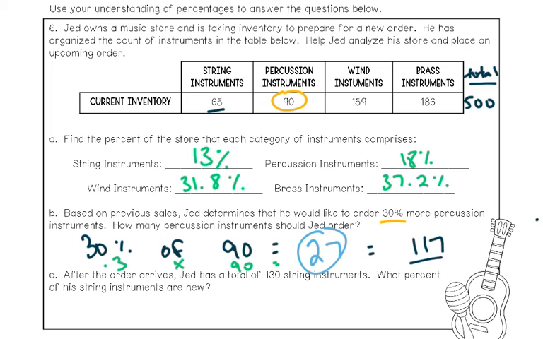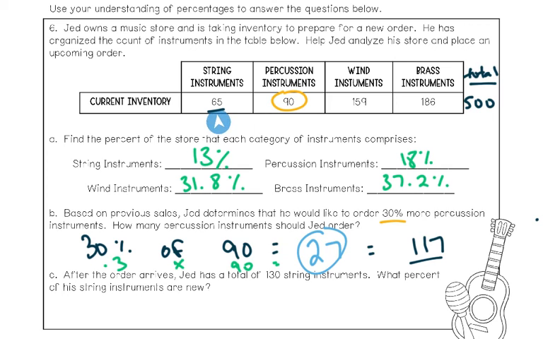So it's like a multi-step problem using percentages. You can do it multiple different ways. Let's go and look at C. After the order arrives, Jed has a total of 130 string instruments. So he's ordered some more instruments. Now he has a total of 130 string. What percentage of his string instruments are new?